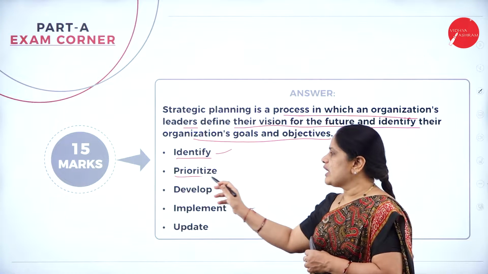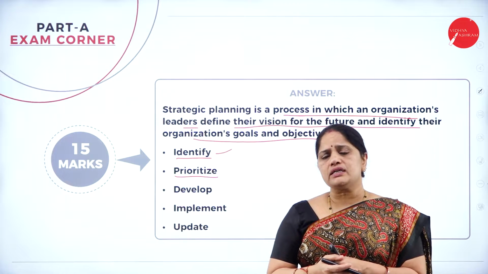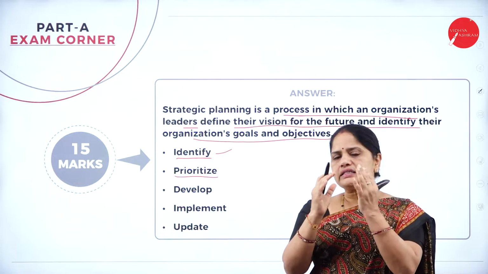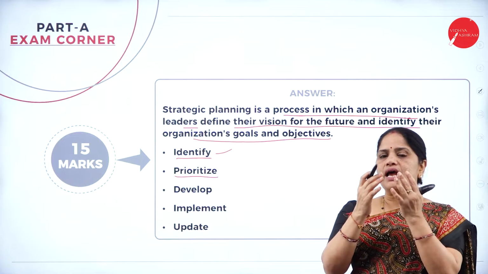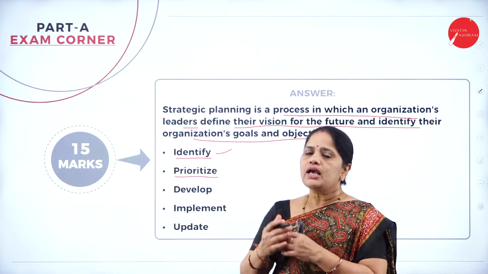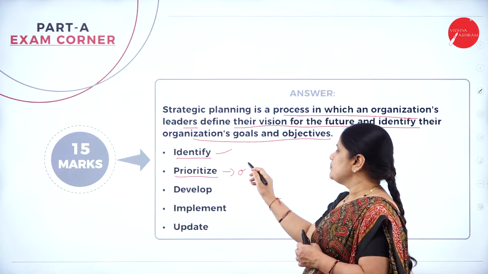Then the second one is prioritize. Now, what do we need to prioritize here? Here we make the vision, and then we identify the vision, and based on the vision, we have the objectives of the organization. Now, in the second stage, we prioritize the objectives.